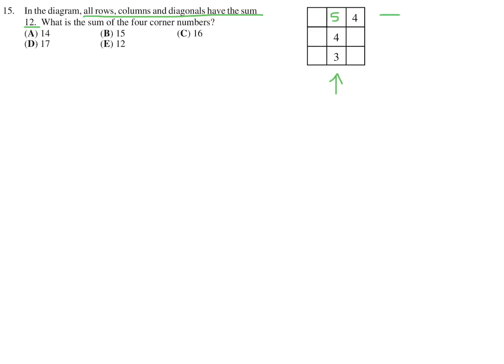And then let's look at this one here. 4 plus 5 plus something is equal to 12. Well, then that must be a 3. And then this diagonal, 4 plus 4 plus something is 12. That's a 4. And finally, 3 plus 4 plus something is 12, and therefore that's a 5. So our four corners are 3, 4, 4, and 5. And therefore their sum, 3 plus 4 plus 4 plus 5, is 16. So the answer is C.